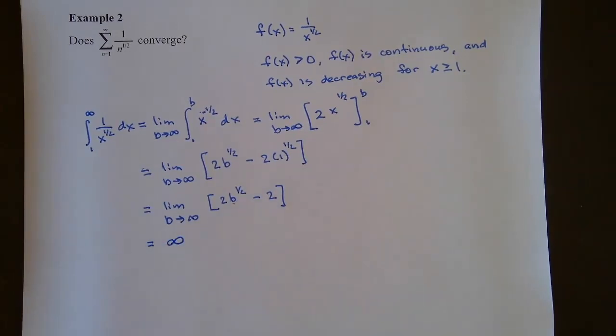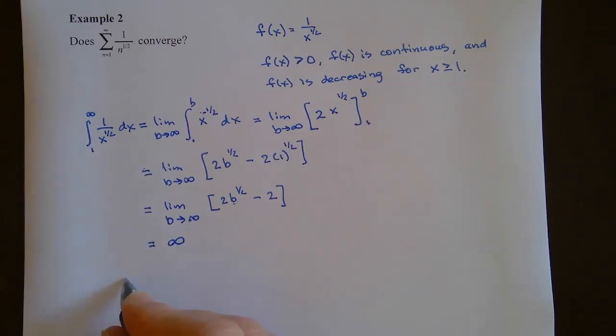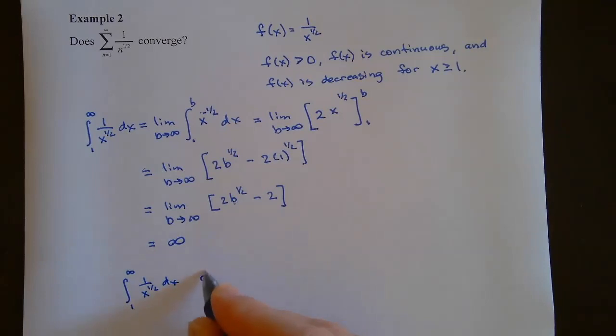Well, what does that tell us? That tells us that the integral diverges. It doesn't converge, because if it converges, that means the integral will give us a number, all right? So this is the integral from 1 to infinity of 1 over x to the 1/2 dx. And we now know, because of what we got here, that it diverges.